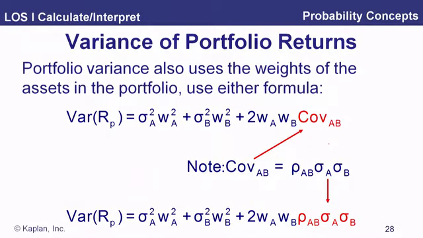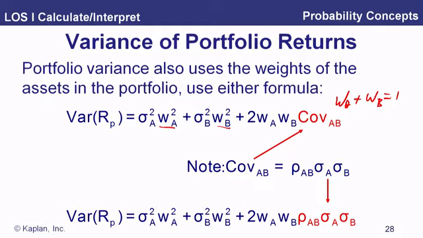Now, this LOS here wants us to calculate the variance of portfolio returns. So we've got two different assets now. We've got asset A and we've got asset B. And we're putting them in a portfolio in some weights, right? 60% in A, 40% in B. We know that the weight in A, that's our WA here, and the weight in B add up to 1. And that's because we've only got two stocks in our portfolio.